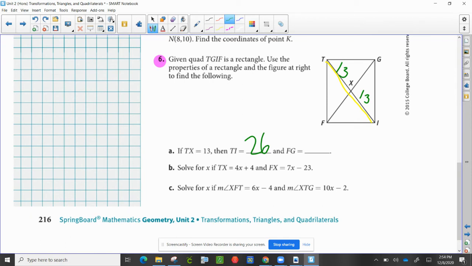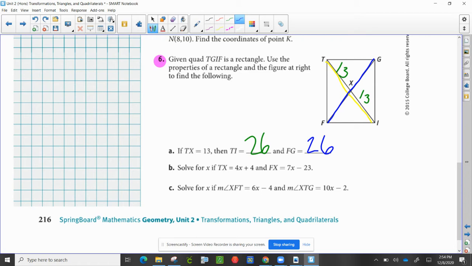Okay. What about the length of FG? Can you guys find the length of FG for me? Well, FG is just the other diagonal, and we know from our properties the diagonals are congruent. So if TI is 26, so is FG. Okay. All right, let's look at B.